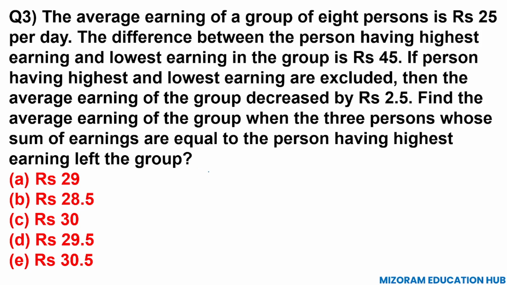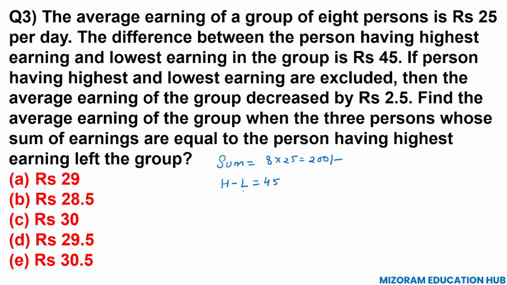The average earning of a group of 8 persons is given. So the sum of their earning will be 8 into 25. That is the sum of earning of the 8 persons. The difference between the person having highest and lowest earning is given: H minus L is 45.